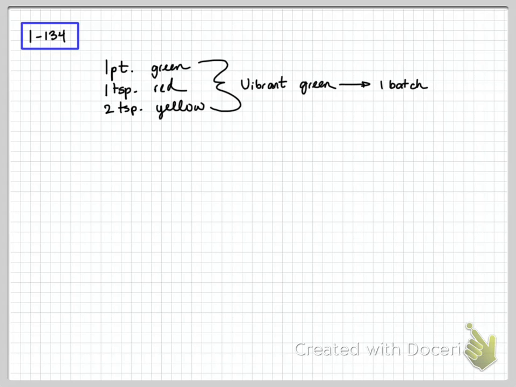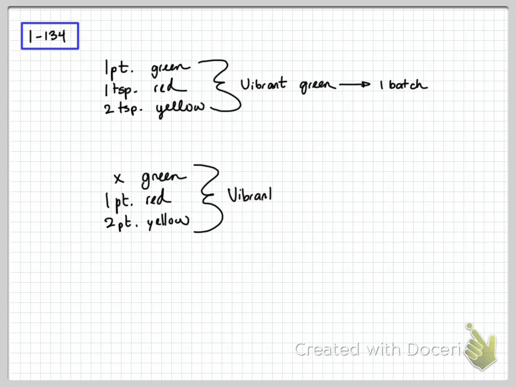Alright, now it tells us what we actually have. So it says we have 1 pint of red, 2 pints of yellow. It doesn't tell us how much green we have, so we can make that our variable. And all of this will make our vibrant green. However, the question is, how many batches will it make? I guess maybe we can call this Y batches.